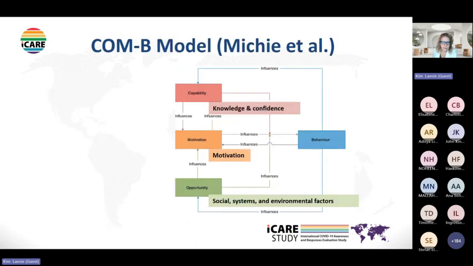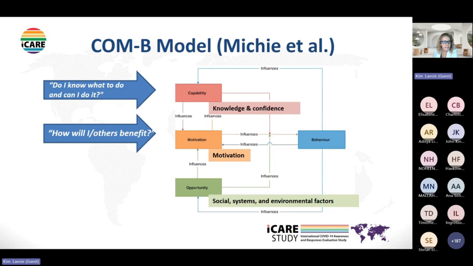Now, some of you might be familiar with the COM-B model, the Capability, Motivation, Opportunity model, which is put forth by Susan Michie and colleagues at UCL. And just to map this model to the 4 factors that I previously described, capability really speaks to, do I know what to do and can I do it? Motivation, how will I and others benefit? And opportunity is it possible to do?